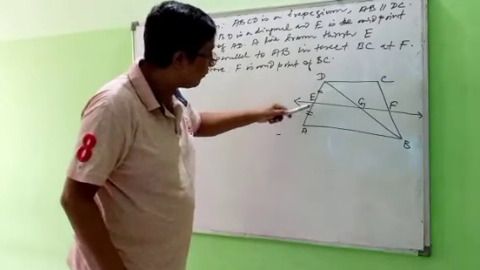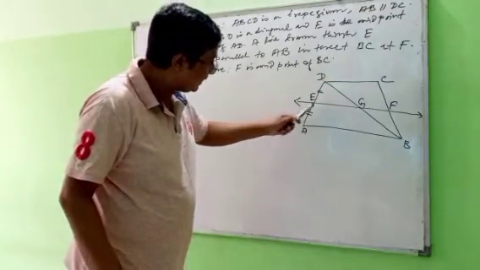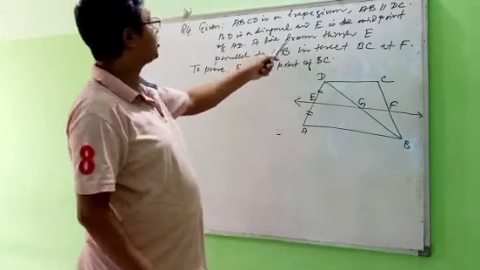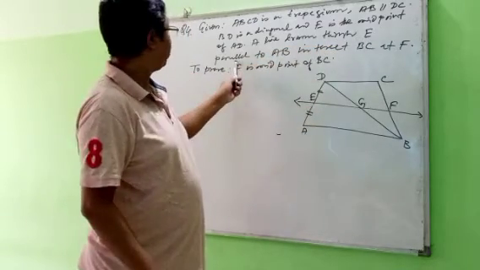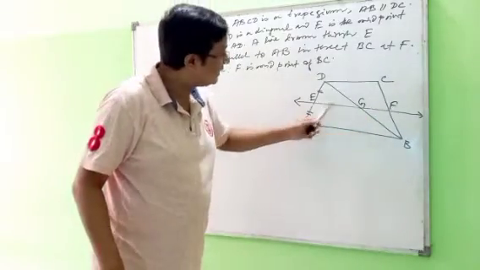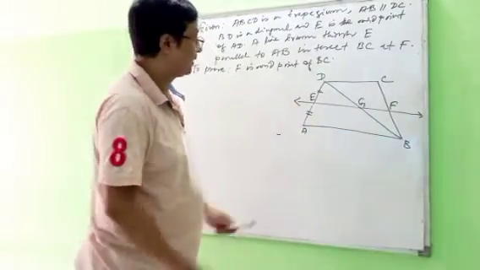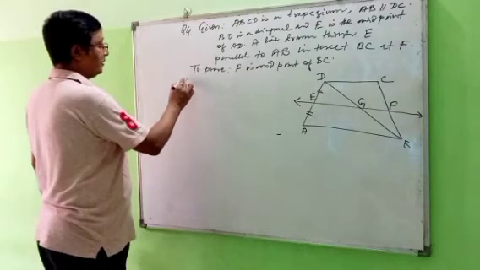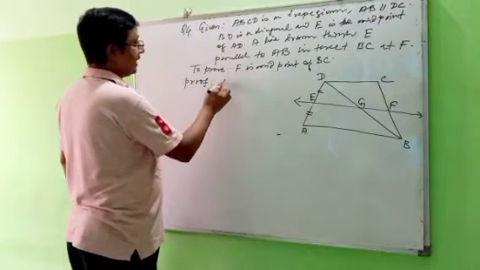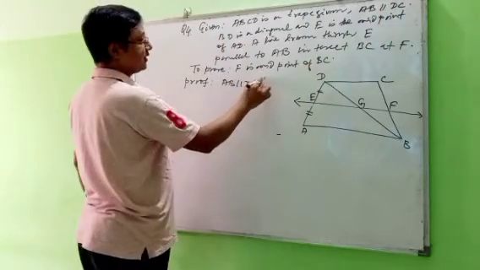The first side is DA, where E is the midpoint of the side DA. Then through this point E, the line is drawn parallel to the side AB. So this line is parallel to AB, and that one is given. This line will bisect the third side according to the converse of the midpoint theorem. So now here comes the proof. It is given that AB is parallel to DC. This one is given.